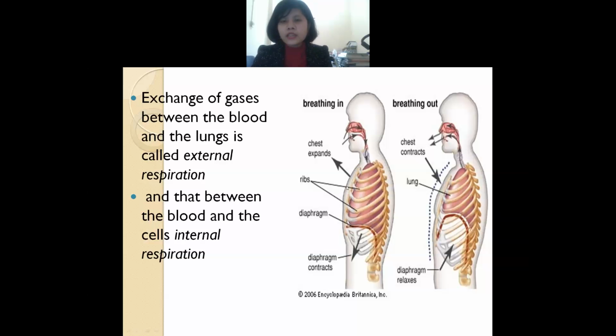It will expand. And what will you find here? You will find that your diaphragm will contract. It will become small. It will be compressed.